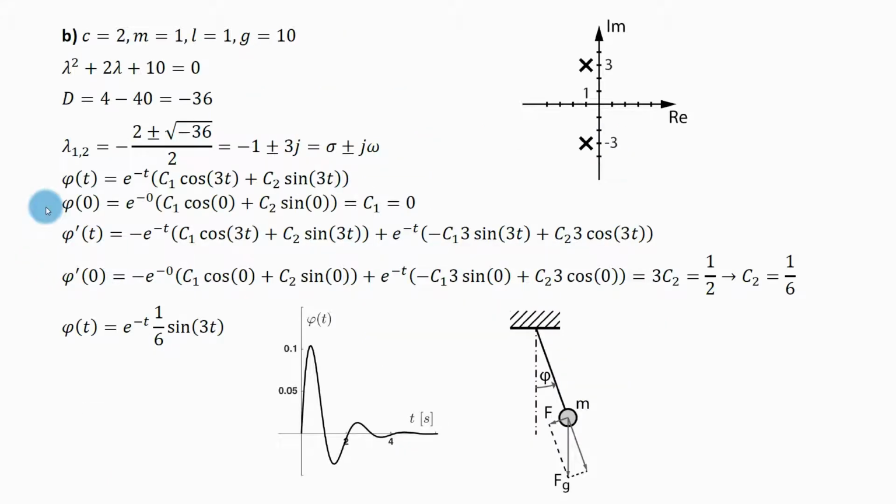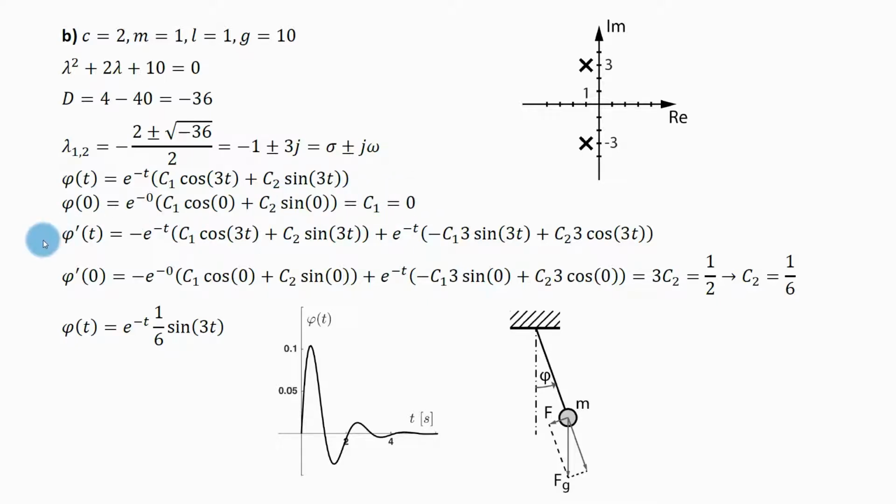I will start with the first initial condition, so I will need to express what the angle of the pendulum is at time 0. So I need to substitute 0 into this general solution. When I do that, I will get this, which will simplify into C1, and as per that first initial condition, this is supposed to be equal to 0. So C1 must be 0.